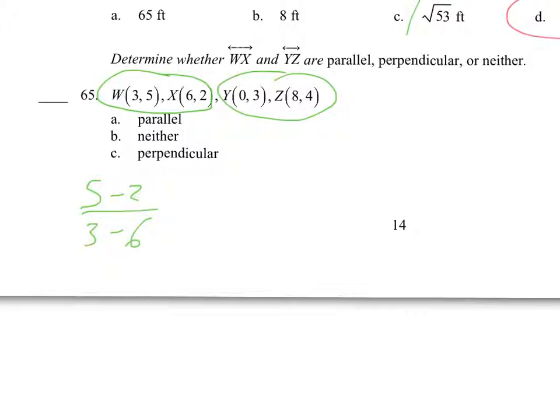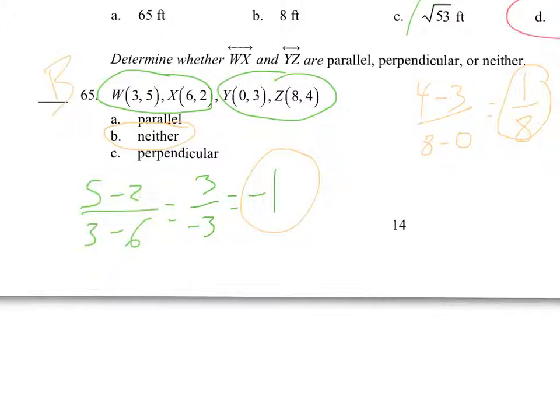So the slope for WX is 3 over negative 3, which is negative 1. So now let's take a look at YZ. We'll take our y's and subtract them. We'll go 4 minus 3 over 8 minus 0, we end up with 1 over 8. So we have -1 and we have 1 over 8. Neither of those, if they were equal to each other, it would be parallel. If they were opposite reciprocals, it would be perpendicular, but it's neither of those, which is why there is no relationship.